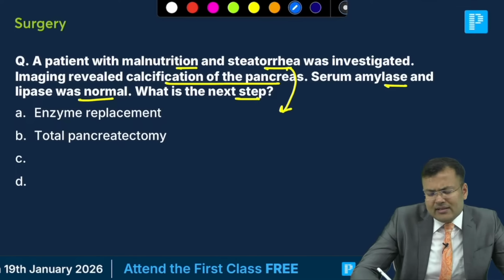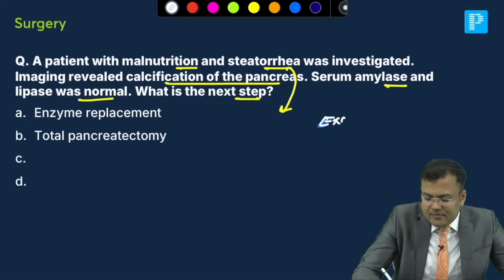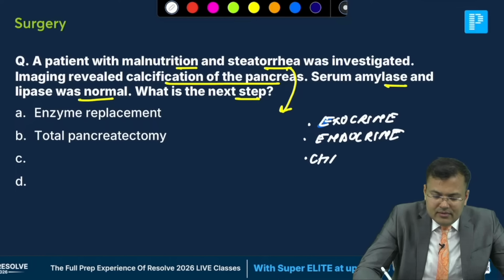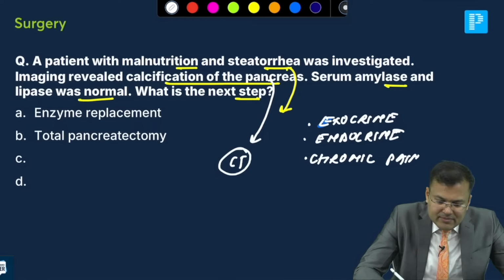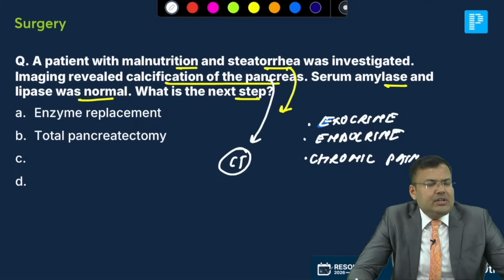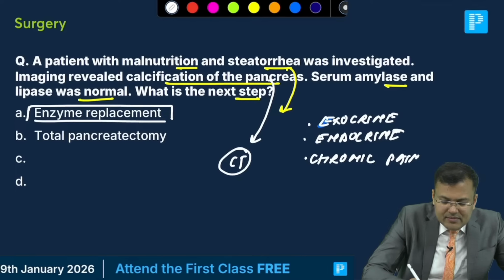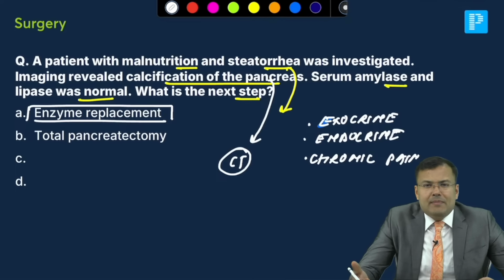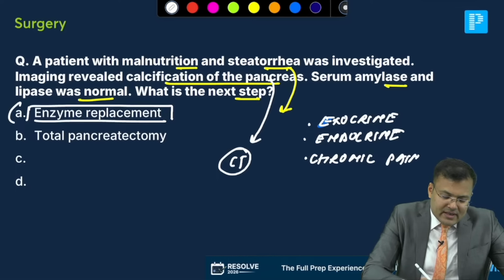In chronic pancreatitis, what are the features? Tell me. First of all, there is exocrine insufficiency. After that, there is endocrine insufficiency. After that, there is chronic pain. CT was given for calcification, that's better. So if CT is given, obviously the patient is having findings suggestive of chronic pancreatitis. What will we do here? Guys, we have to go for enzyme replacement. So we have to give pancreatic enzyme supplements. For diabetes, we are giving insulin, and for pain, we are giving analgesics. So obviously the correct answer would be option A.